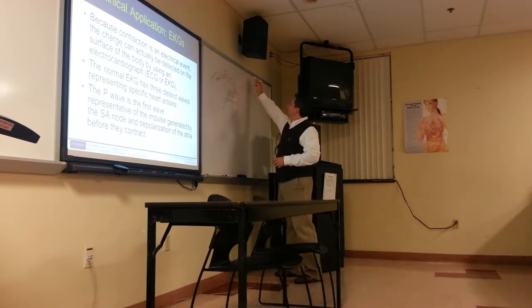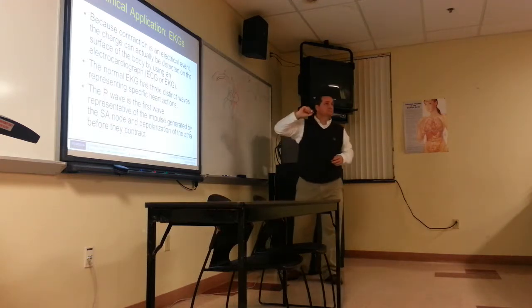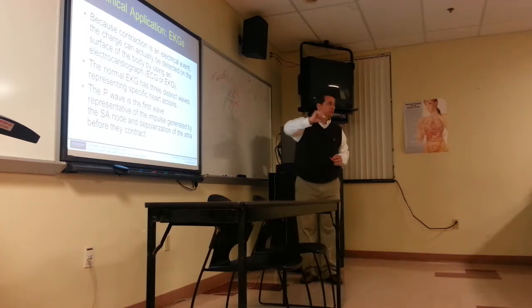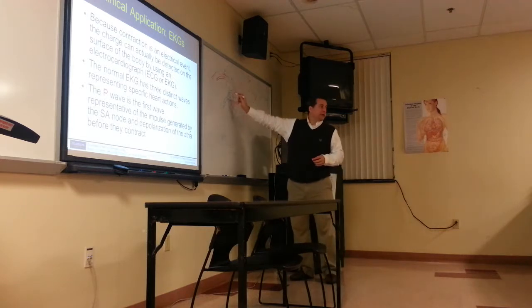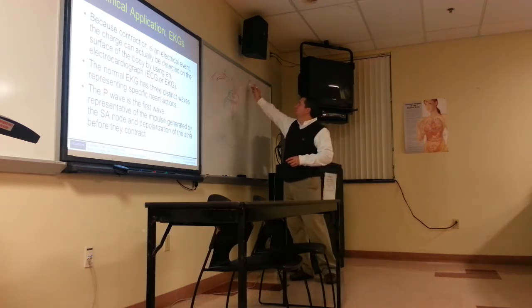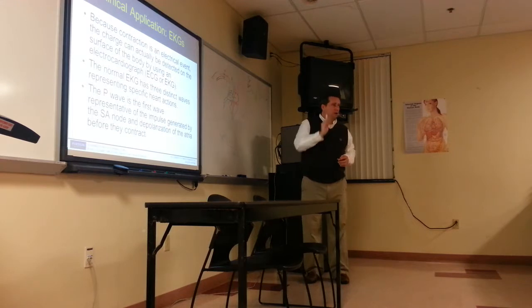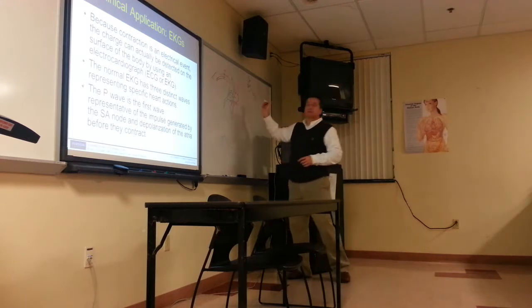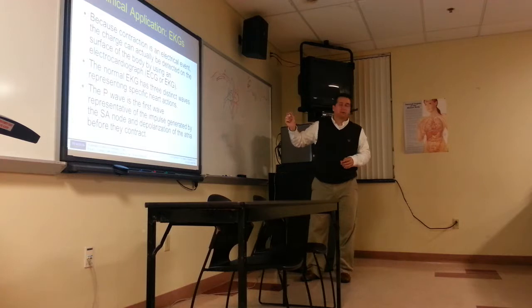The first one is what? And what does that correspond with? Contraction of your atrium. Not contraction. You can't see contraction. This is physiology. You can't see contraction. Depolarization. This is depolarization of the atrium and of the SA node, simultaneous. So it's SA node depolarization and right and left atrial depolarization. Not contraction. Contraction happens here. You can't see contraction on EKG.